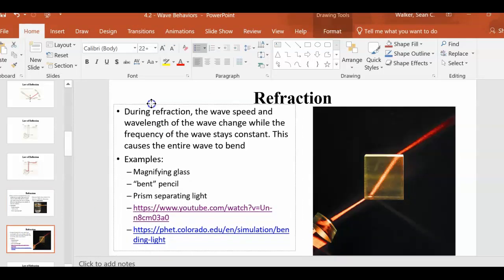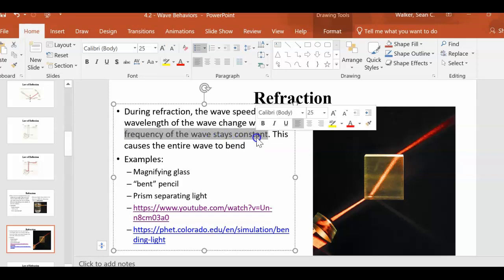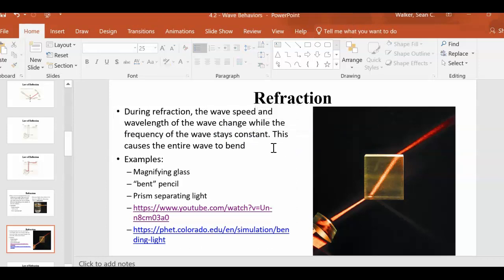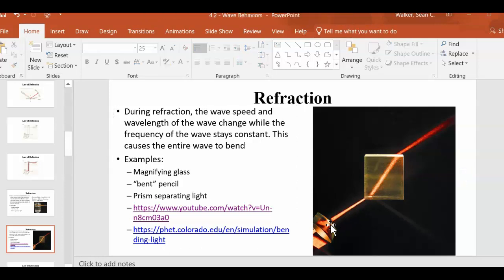Again, during refraction, the wave speed and the wavelength change. What doesn't change during refraction is the frequency of the wave. The frequency of the wave stays constant. But because the wave speed changes, it causes the entire wave to bend. This is a demonstration showing you refraction. You can see a laser hitting this piece of glass, and you can actually see it bending when it goes into the glass, and then when it goes from the glass back into the air, it bends the other way. So you can actually see refraction with your own eyes.